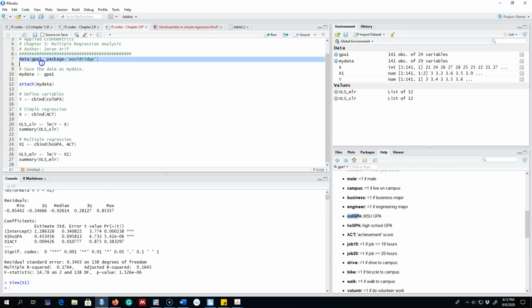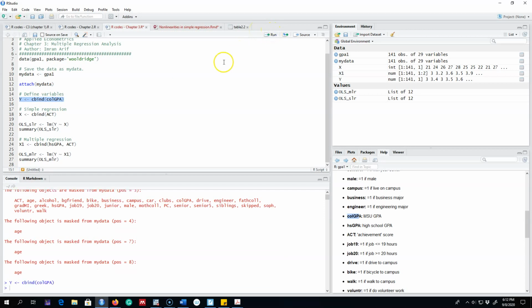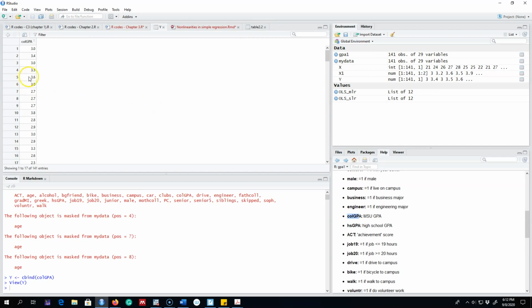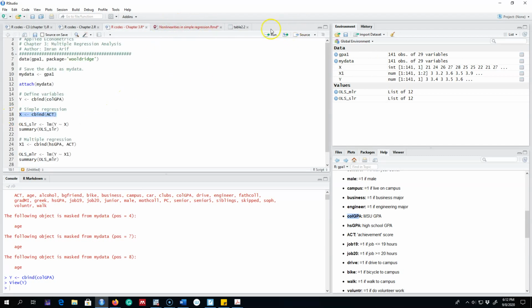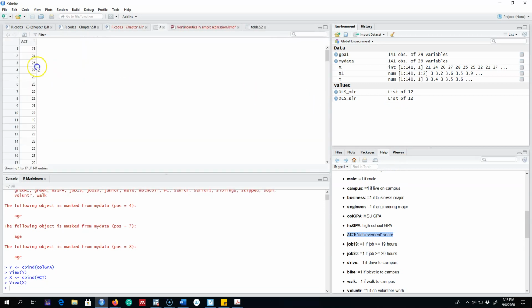I'm going to extract this data from the wooldridge package, and I'm going to assign this y variable to college GPA, that is our dependent variable. We can look at our y variable here, which is the college GPA of 141 students. Similarly, I'm going to call x1, just one variable, ACT, and we will try to explain college GPA just by somebody's ACT score. X is our independent variable.